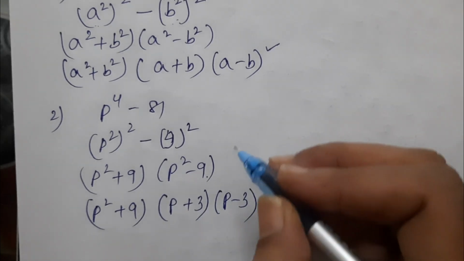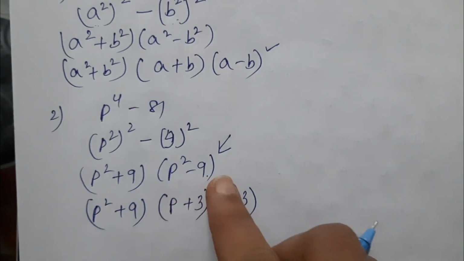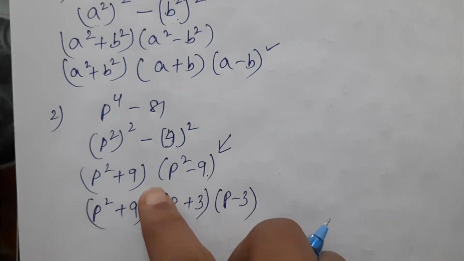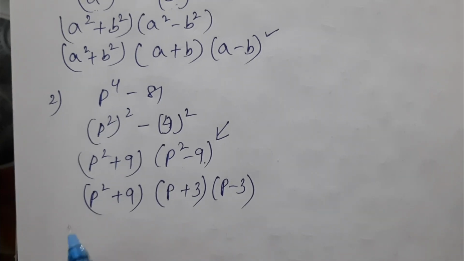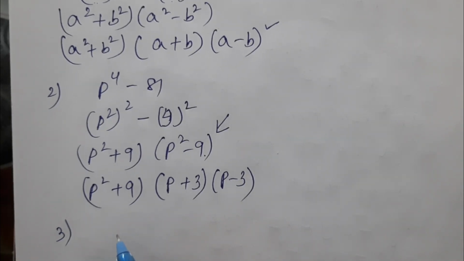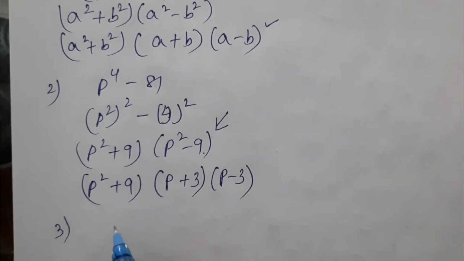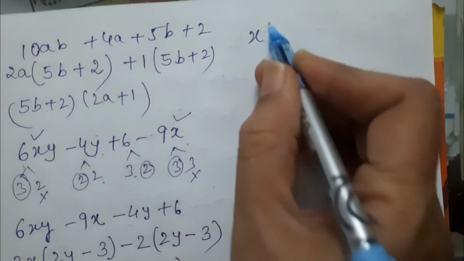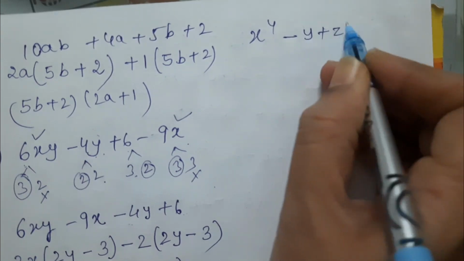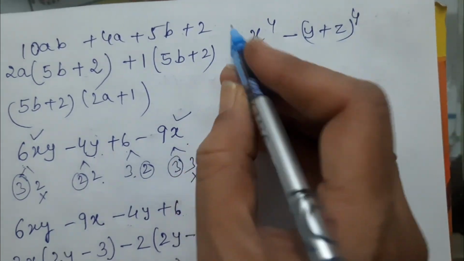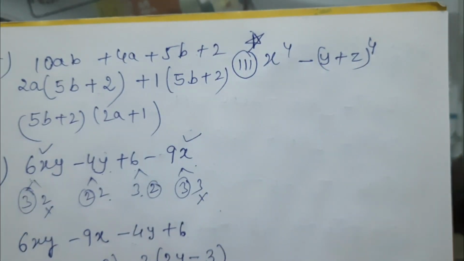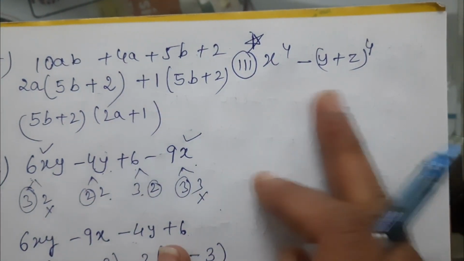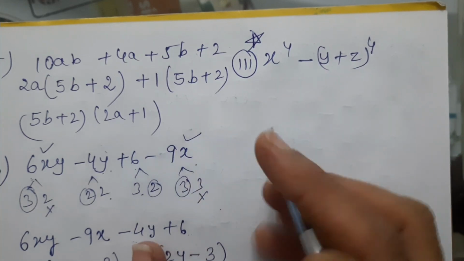You need to keep in mind there is an identity for a square minus b square, but no identity for a square plus b square. So we are going to use it only for a square minus b square. Now the next question, which is x raised to 4 minus y plus z raised to 4. So this is a very important question for your exam. Practice it thoroughly. If you are not getting it, see the video by repeating it 2 to 3 times so that you get it clear.